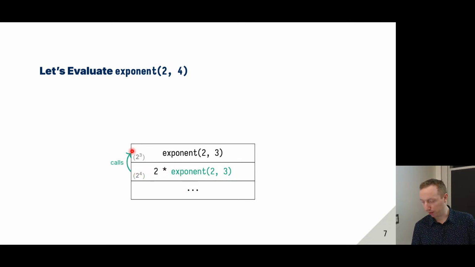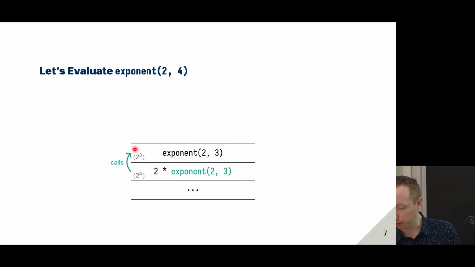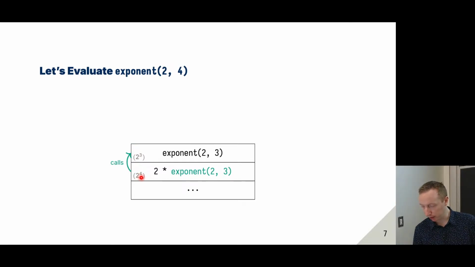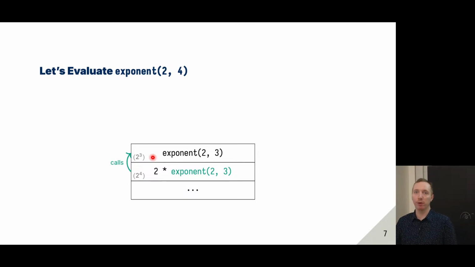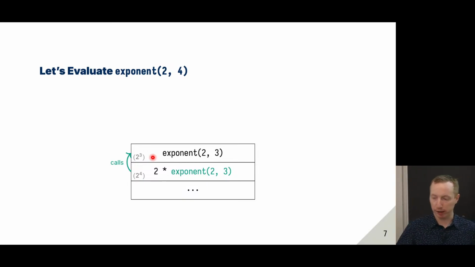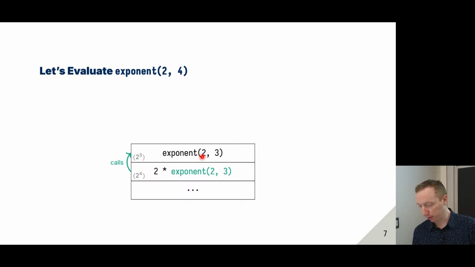This is another function call, so I put it here on the stack to indicate that the other one is still active. It's waiting for this one to complete. Right here in the gray text is what we're trying to compute. And every box is a new function call that would have its own local variables. In this case, b is 2 and n is 3.